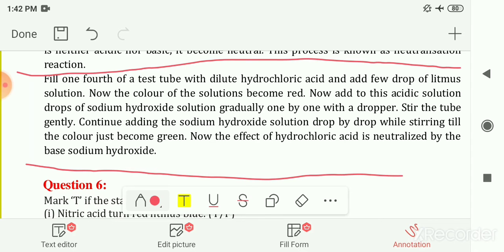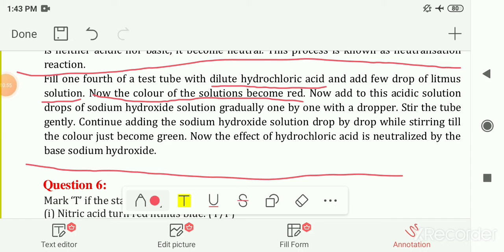For that, fill 1/4 of a test tube with dilute hydrochloric acid and then add a few drops of litmus solution. You have to take the dilute hydrochloric acid in a test tube and then add a few drops of litmus solution. Now the color of the solution becomes red. As we had seen, the acid turns the litmus solution red.